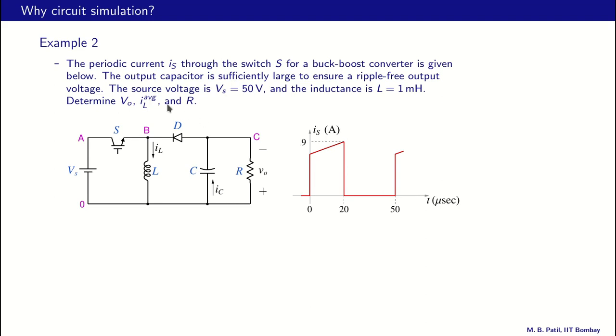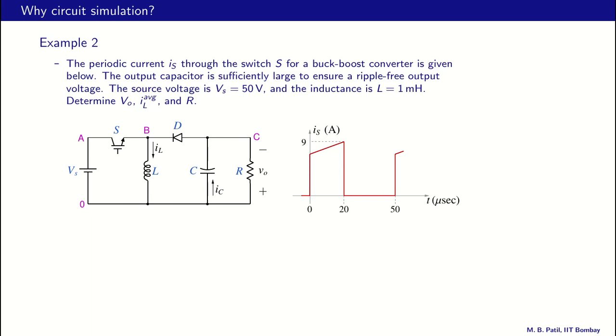Apart from that, we are told that the output capacitor is sufficiently large to ensure a ripple-free output voltage. The source voltage value is given to be 50 volts. The inductance is given to be 1 millihenry, and we are asked to determine the load resistance R and the output voltage and the average value of the inductor current.